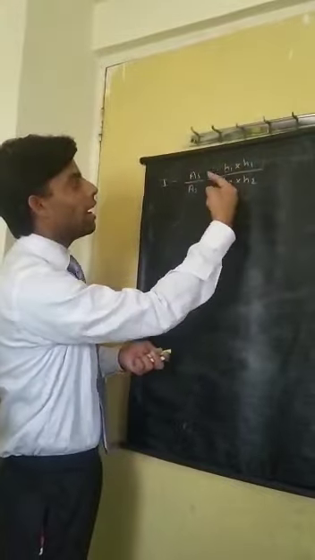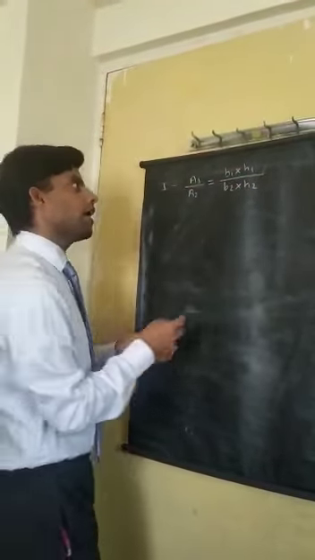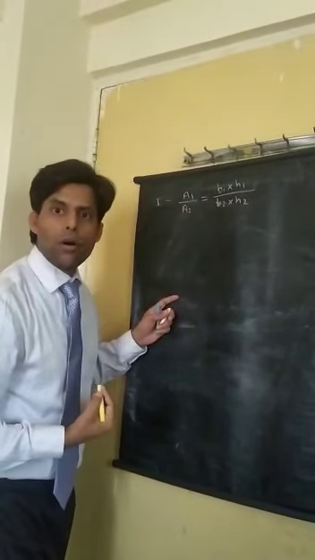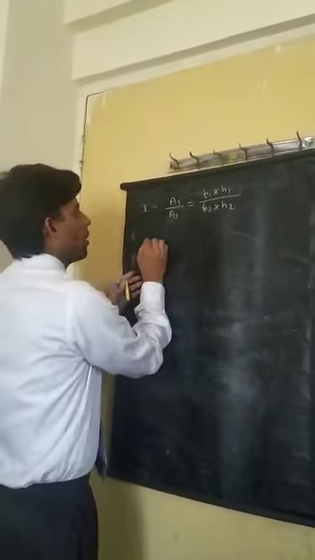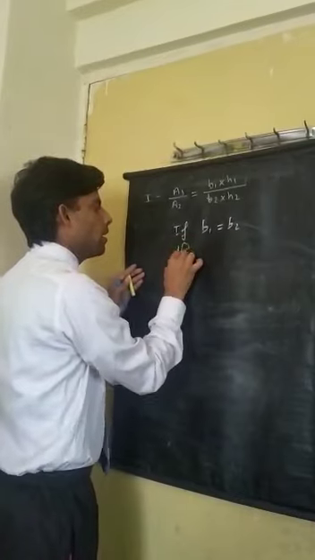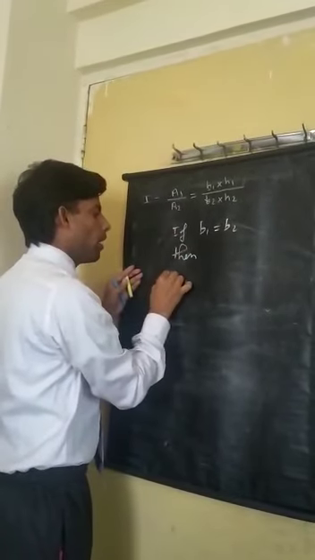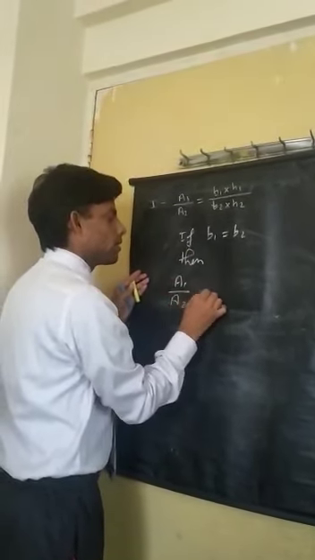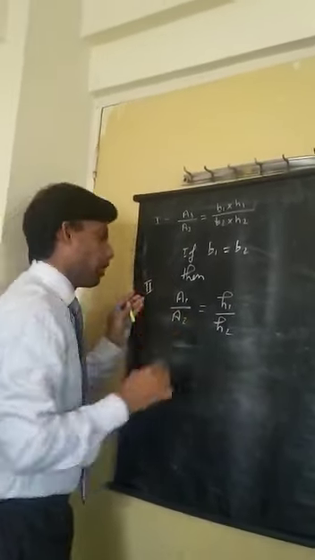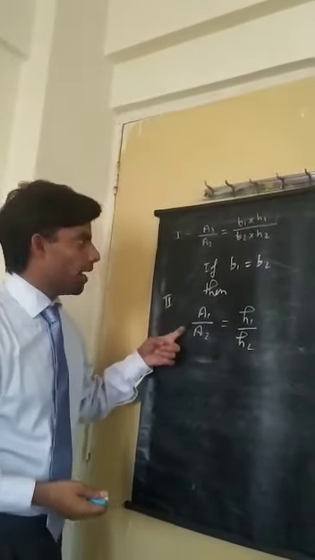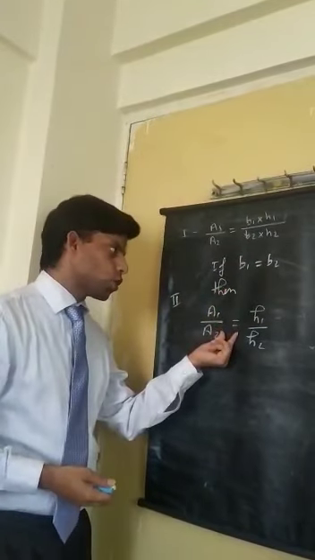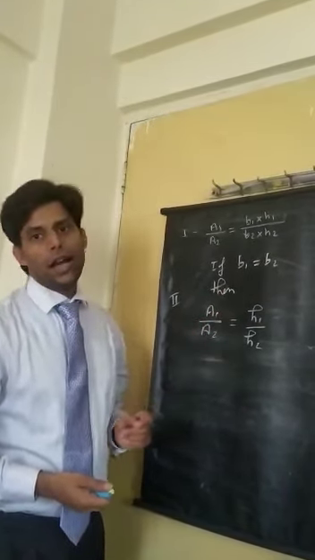So if B1 and B2 are equal, definitely we can cancel them out, and now what we are left with is H1 upon H2. So if B1 is equal to B2, then A1 upon A2 is equal to H1 upon H2, which is our second property. So the ratio of areas of two triangles with equal base is equal to the ratio of their corresponding heights.